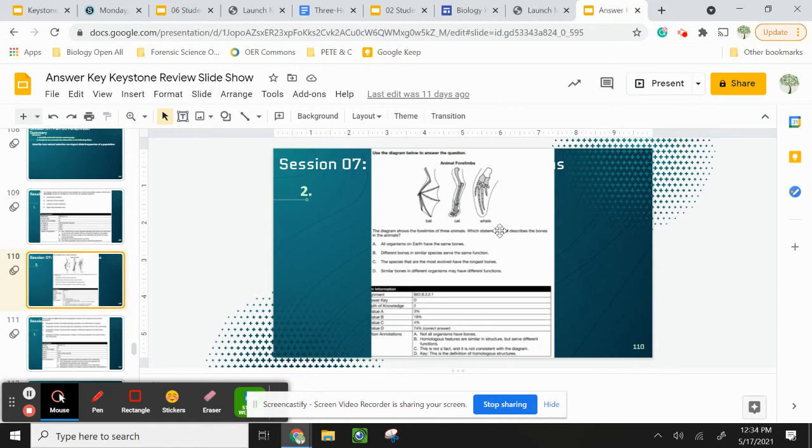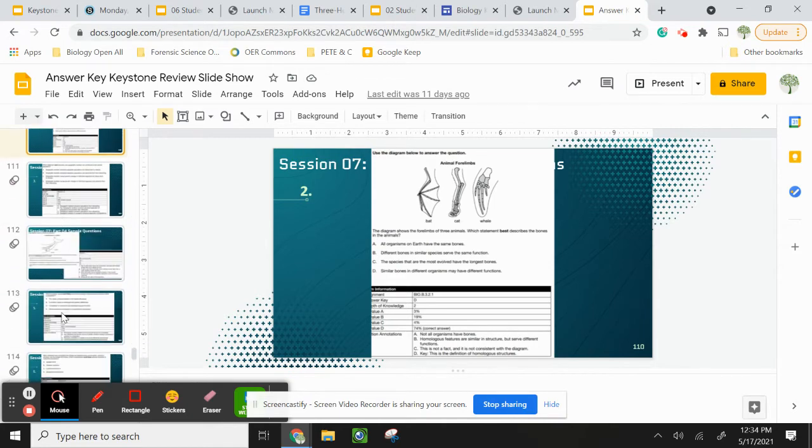All right, so different bones in similar species serve the same function. When we look at a bat, a cat, and a whale, we are thinking about the function of their forelimbs. Is the function of a whale, a bat, and a cat forelimb all the same? Do these 3 structures do the same job? They do not. So it makes more sense to say that similar bones in different organisms may have different functions. That is what this image is showing us. It is showing us similar bone structures that have different functions. And we're really looking at all of the wrist bones, the structures in the wrist. So very cool.